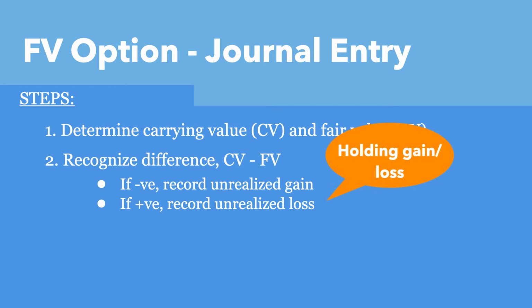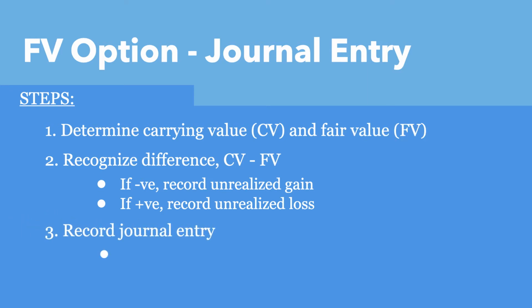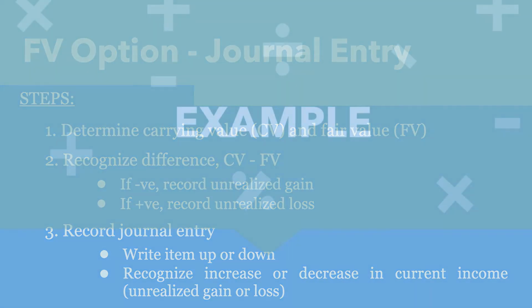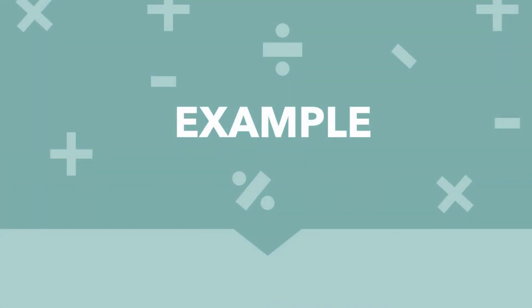A gain or loss is said to be unrealized if the item is yet to be sold for a profit. They are otherwise also known as holding gains and losses because they occur when we are simply holding on to an item. As for recording the journal entry, we will write the item up or down and recognize the unrealized gain or loss that we calculated in step 2 above. Let me show you with an example and work on some journal entries.